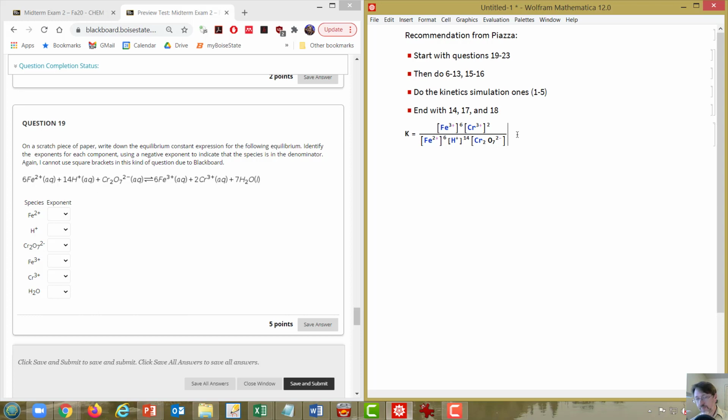Now notice that the instructions say to use a negative exponent to indicate that the species is in the denominator. So that's consistent with how the math works. So what I'm going to do is take this and make the species that are in the denominator negative, indicating that they are in fact in the denominator. So this right here is our answer. This is simply the way that we can most easily enter that into this expression.